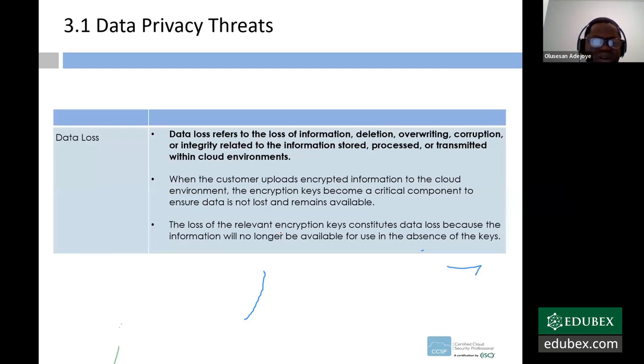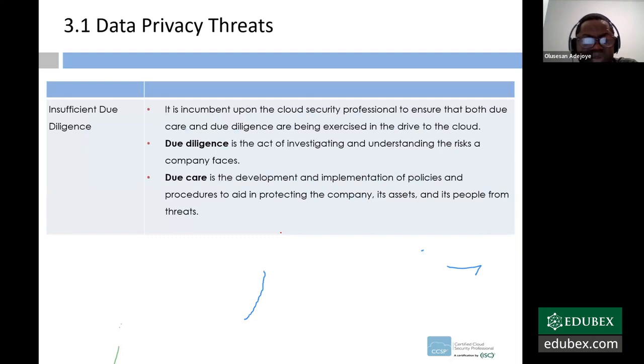Then data loss. Data loss is quite different from data breach. Data loss refers to the loss of information when you can no longer have access to the decryption key. In most cases, when you deploy your data in the cloud environment, the data is actually encrypted. And for you to decrypt the data, you need your decryption key. But when you don't have access to this key, maybe the key is lost, that will lead to data loss. It means you are no longer able to access those data because you don't have access to the decryption key.